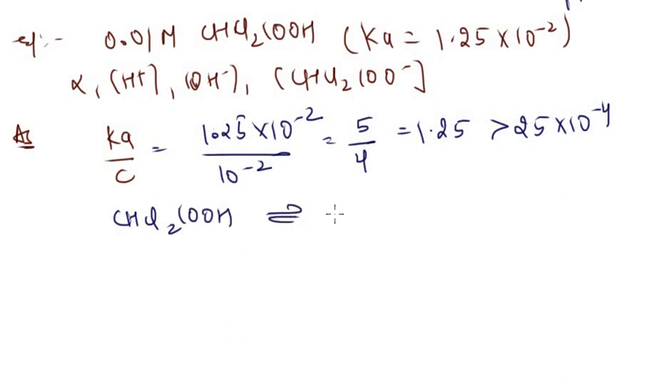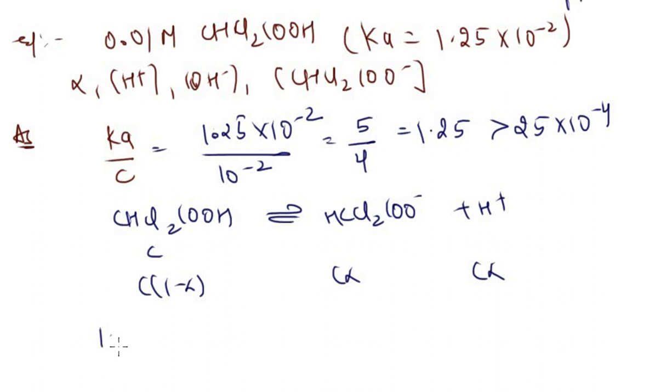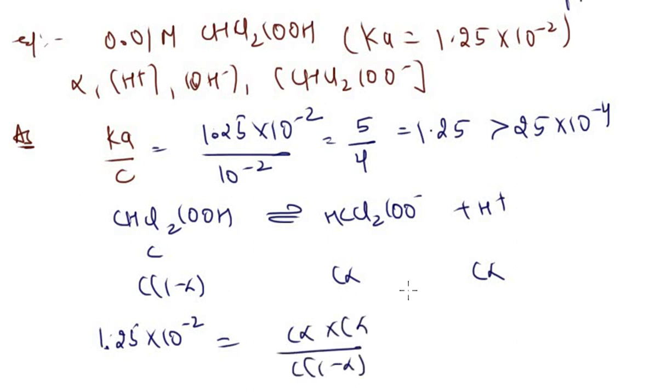We know that CHCl2COOH dissociates into CHCl2COO negative and H positive. So it is C into 1 minus alpha, C alpha, C alpha. Ka is 1.25 into 10 to the power minus 2, that is C alpha into C alpha divided by C into 1 minus alpha. I am not going through the exact derivation, which I have done. You may see the initial part of this video. You can easily learn how we arrive at that. So if you cancel all the C, it comes out to be C alpha square divided by 1 minus alpha.